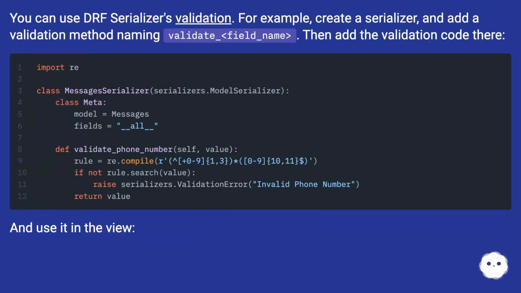You can use DRF serializer's validation. For example, create a serializer and add a validation method naming validate_. Then add the validation code there and use it in the view.